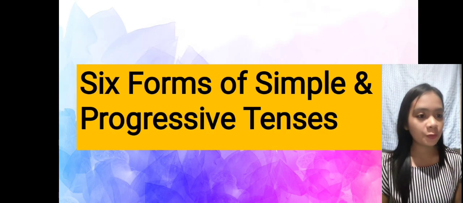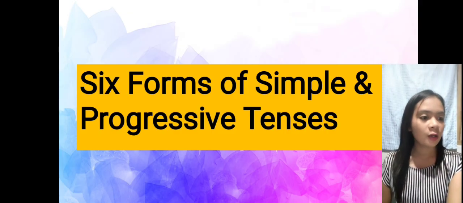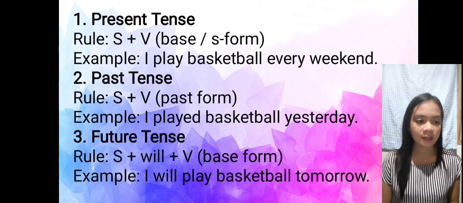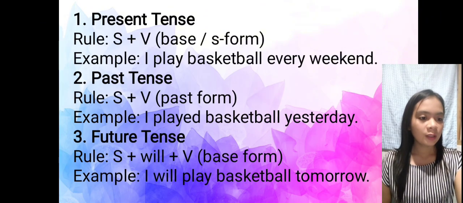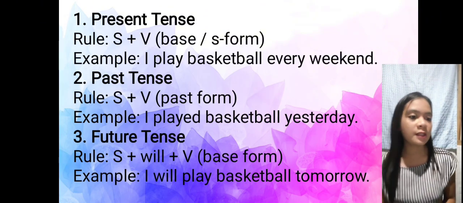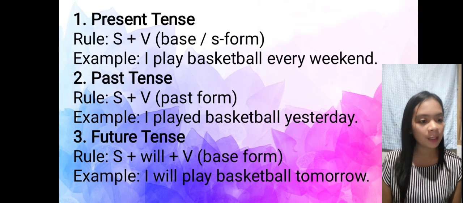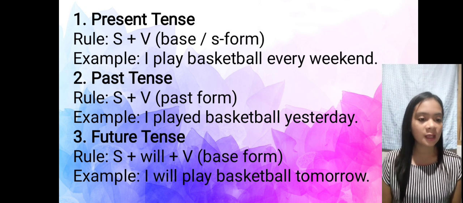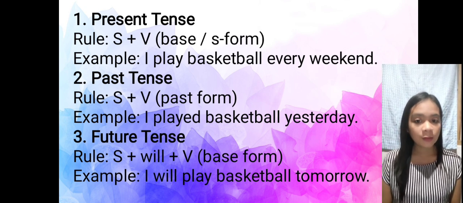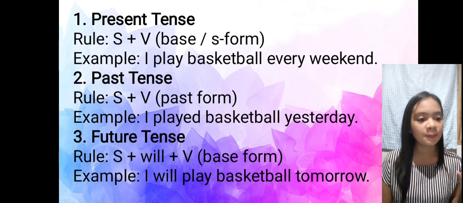Let's move to the 6 forms of simple and progressive tenses. First, we have the present tense. Rule: subject plus verb, either in the base form or the S form. Example: I play basketball every weekend. Next, past tense. Rule: subject plus verb in the past form. For example, I played basketball yesterday.